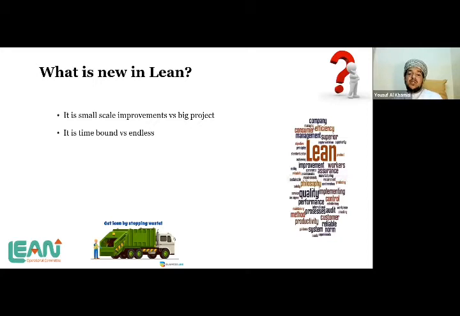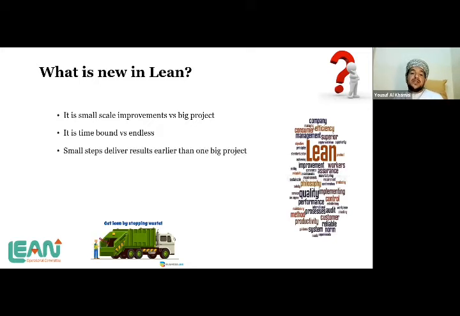The second point, which is new in lean, is that it is time bounded. We know that if we want to improve the procurement process or the payment process in the finance directorate, we know from today, which is February 2nd, that by April 3rd we will finish this project. So everything should be agreed upon by the team, including the sponsor and the champion, that the project will take this much time.